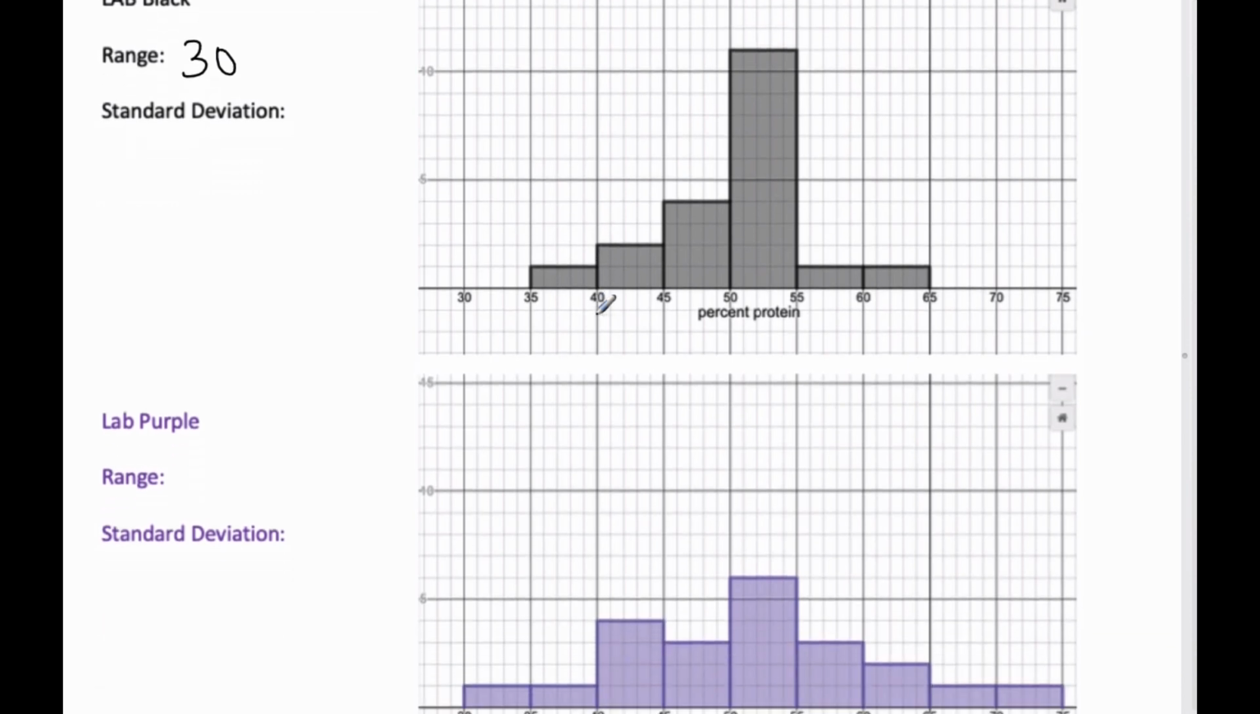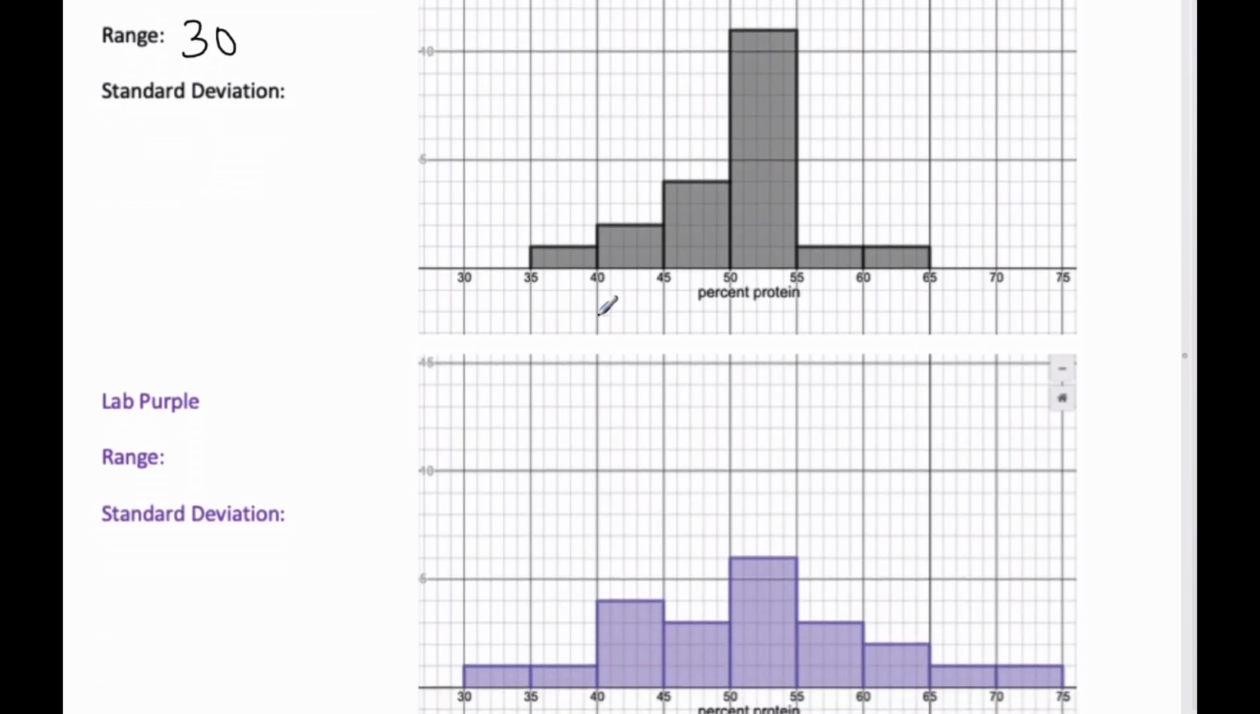If I look at the purple lab, again it's fairly symmetric. The mean is also here in the middle, about 51 or 52. But the range is much larger. It goes from 30 to 75, so if I subtract those, that is a range of 45. Well, what does the standard deviation do? When I quickly look at them, I can see that these 20 values are far more compact and more consistent than the purple values. Yet the center looks to be about the same.